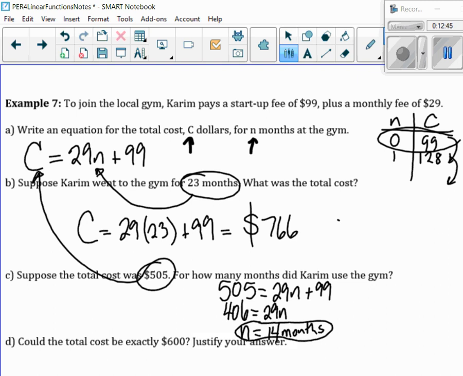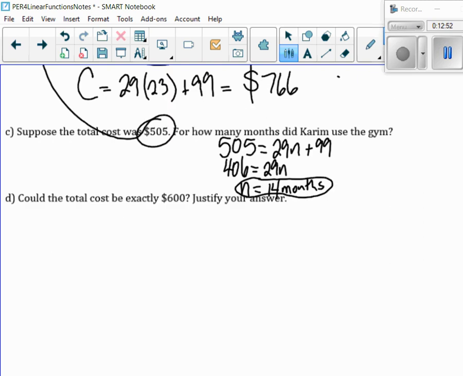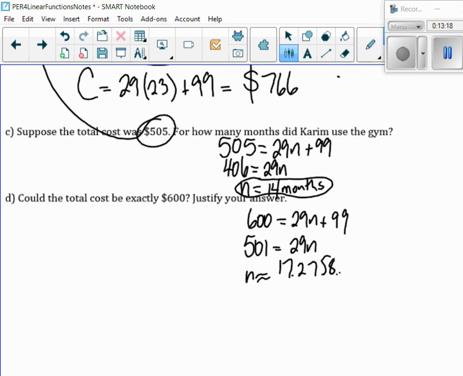Okay. Could the total cost be exactly $600? Justify your answer. So how can I figure that out? Do the same thing as the last one. So go 600 equals 29n plus 99. So I'm going to go 600 subtract 99. And I get 501. Okay. Then what do I do? Divide. And I get n is approximately 17.2758, blah, blah, blah, blah.